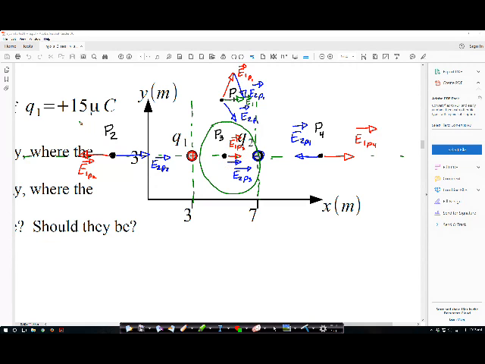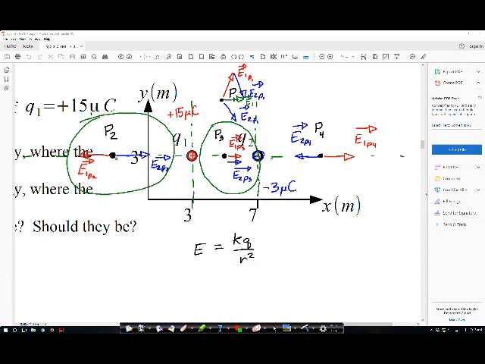If we look next at P2, which is to the left of Q1, in this case, it's possible for the vectors to cancel out because they point in opposite directions. However, Q1 is the stronger charge. Remember, it was positive 15 microcoulombs. Q2 is a negative, well, it is a negative charge, but it's also the smaller charge. Q2 was negative 3 microcoulombs. And the electric field strength is given by the expression E is equal to KQ over R squared.